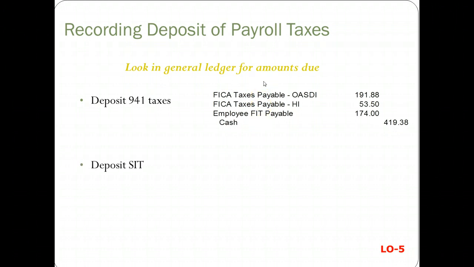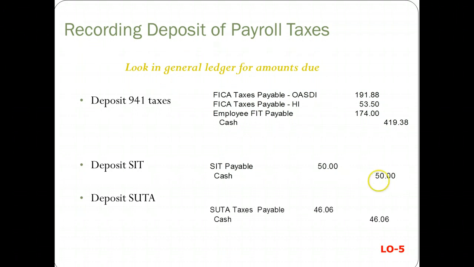Then state income tax, that goes to the state, and so you would have accrued this liability, now you're paying it off by debiting the liability, crediting cash. SUTA, same thing. The hard part has already been done in that you've already created the payable. Now you just have to show that it's being debited and credit the cash.